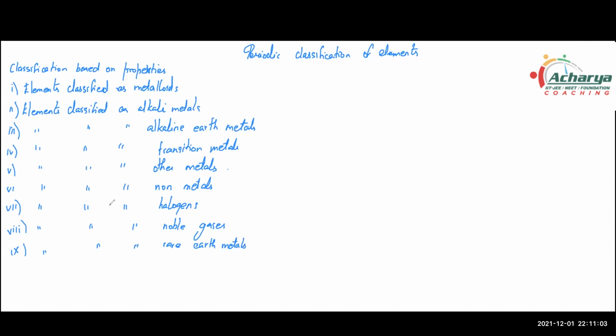So, this we will try to understand with the help of a diagrammatic representation of a periodic table. In this, basically, we will see what are metalloids, what are alkali metals, and alkaline earth metals. So, our periodic table looks somewhat like this.